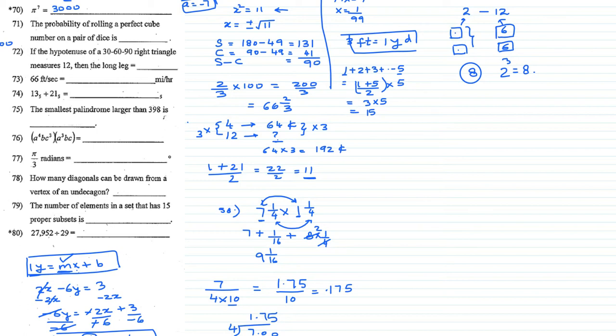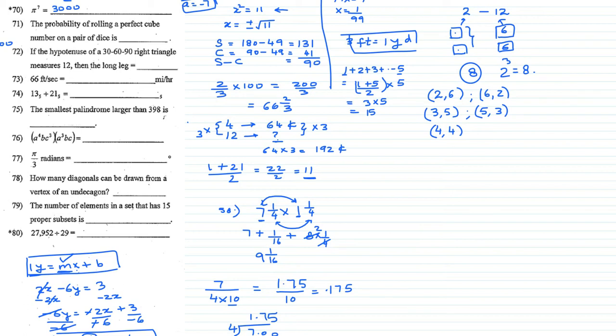So how can we get 8? We can get 8 if we have 2 on the first dice and 6 on the other one, or we can have 6 on the first dice and 2 on the second one. We can also get 8 when we get 3 on the first dice and 5 on the other one, or we can get 5 on the first one and 3 on the other one. The last possible way how we can get 8 is when we get 4 on each of the dice. So there are 5 ways how we can get a total of 8.